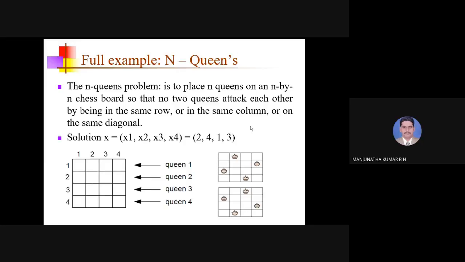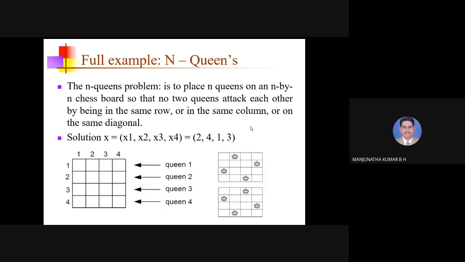And on the right side, you can observe the two solutions. In the first, the first queen is placed in the second column, the second queen is in the fourth column, the third queen is in the first column, and the fourth queen is in the third column. Now you can observe the very first solution: the queens do not attack in the same column, the same row, or even the same diagonal. There is one more solution; two solutions are there for the four queens problem.